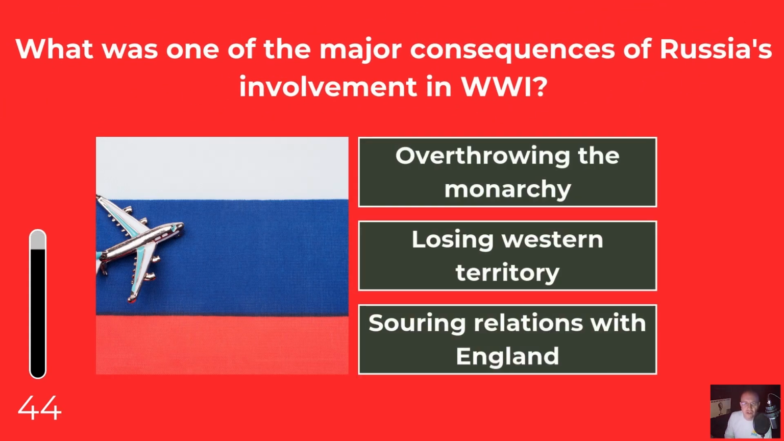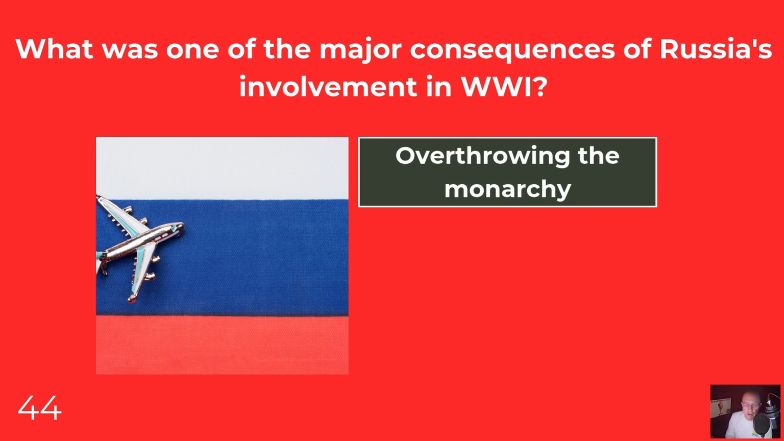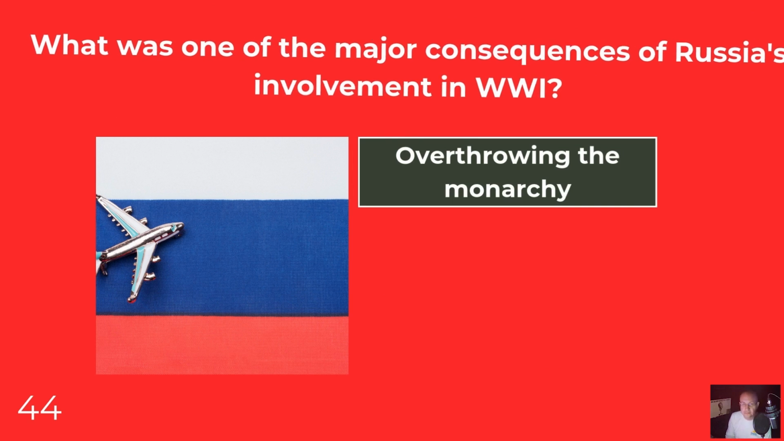What was one of the major consequences of Russia's involvement in World War I? Was it the overthrowing of the monarchy, losing Western territory, or souring relations with England? It was the overthrowing of the monarchy.